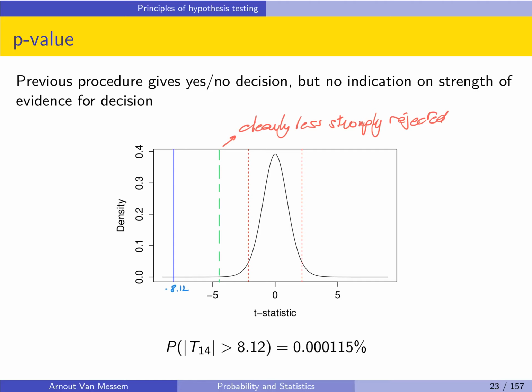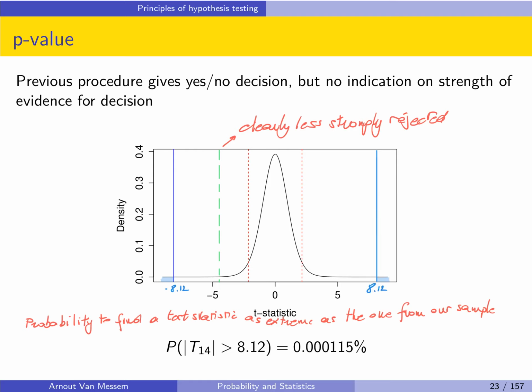To quantify this strength, we can look at the probability to find a value of our test statistic as extreme as the one that we found. Remember, in our case, the value that we found was minus 8.12. So as extreme as minus 8.12 means that it has to be smaller than minus 8.12. So it has to be farther away from the center than 8.12. But we are here in a two-sided alternative, so it also has to be larger than 8.12. So on the other side, it has to be in one of the tails. So we have to look at the probability in both tails.